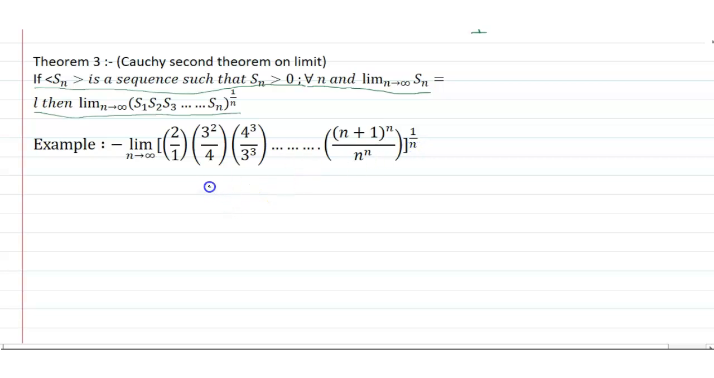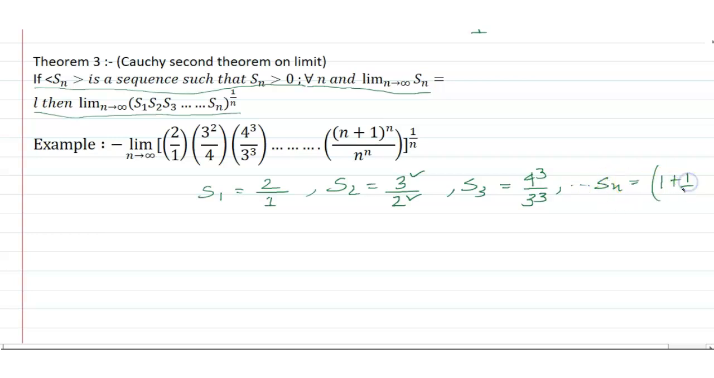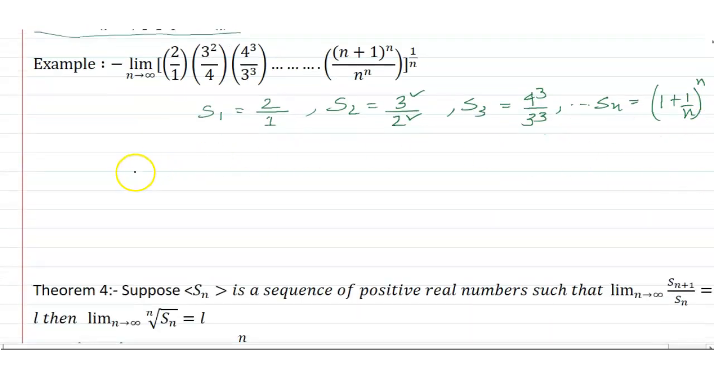So friends, whatever you see, S1 is equal to 2 by 1, S2 is equal to 3 square by 2 square, S3 is equal to 4 cube by 3 cube, up to Sn is equal to (1 plus 1 by n) whole to the power n.